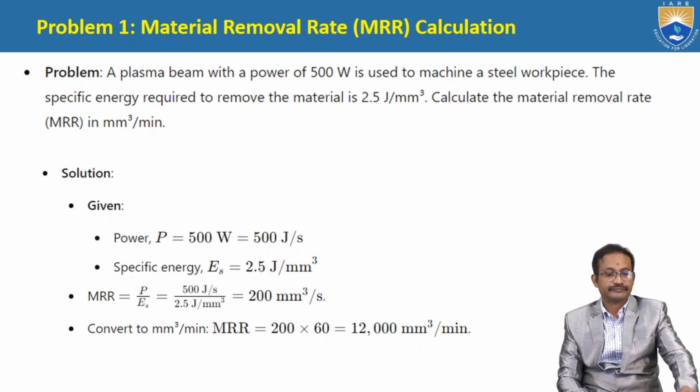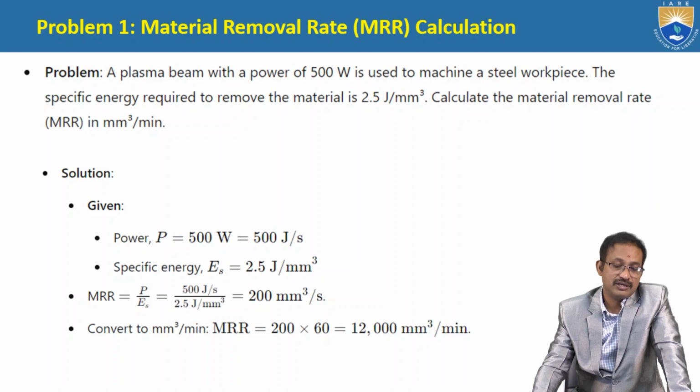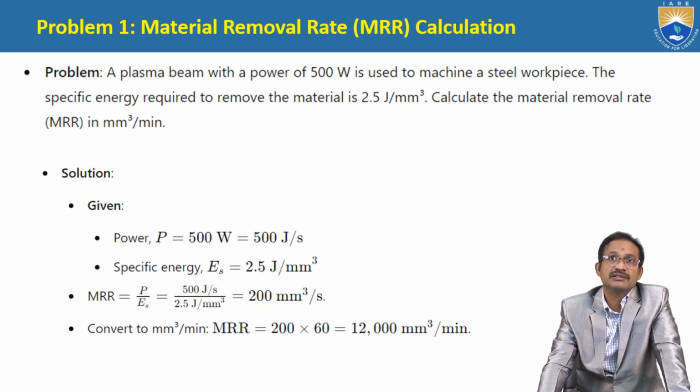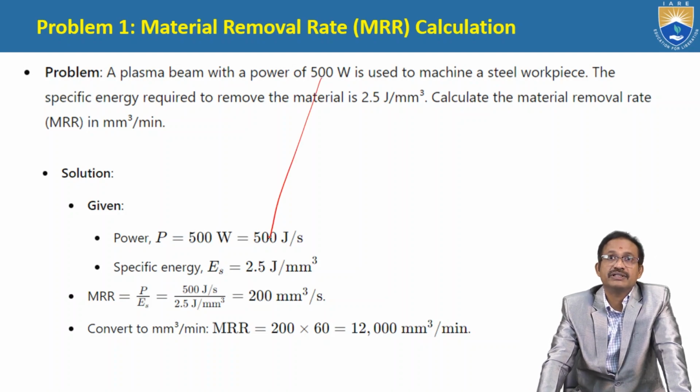So here the power is given, 500 watts. If it is given in kilojoules per second, we have to convert into joules per second. If it is given in watts, just keep it as it is, 500 watts, nothing but 500 joules per second. If it is given in kilowatts, we have to multiply with 1000. It is not given here, no issue, but usually we have to check these units. Specific energy is given, Es, that is 2.5 joules per mm cube.